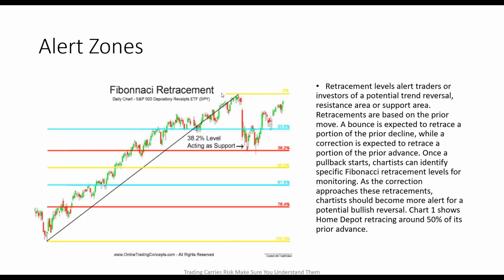Retracement levels alert traders or investors of a potential trend reversal. Resistance area or support area retracements are based on the prior move. A bounce is expected to retrace a portion of the prior decline, while a correction is expected to retrace a portion of the prior advance. Once a pullback starts, chartists can identify specific Fibonacci retracement levels for monitoring. As the correction approaches these retracements, chartists should become more alert for a potential bullish reversal.